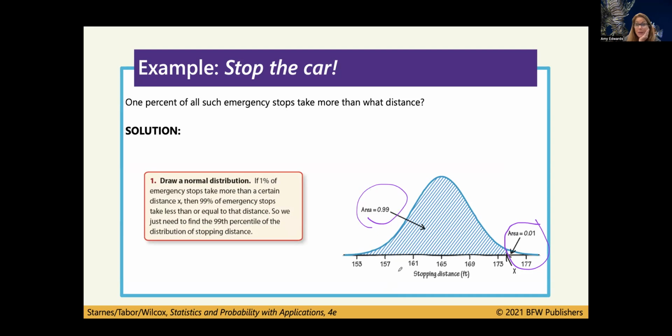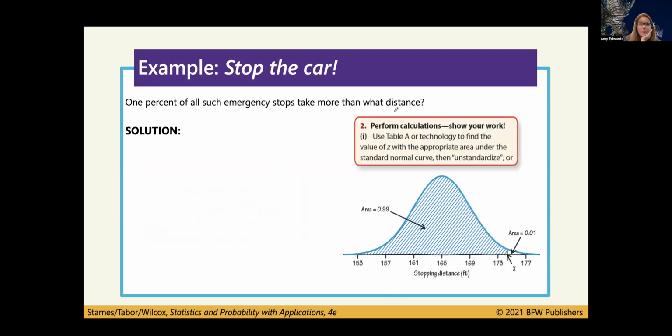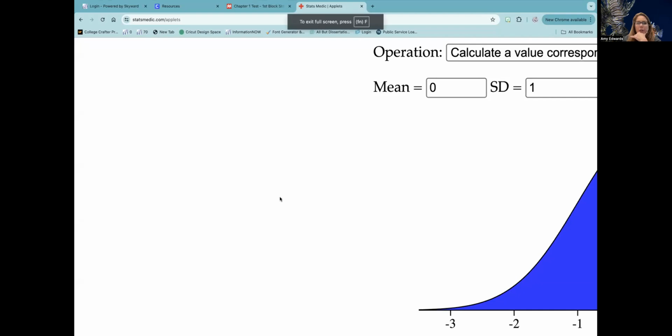I'm going to go in StatMedic, and let me see if I can pull this up. Sorry, PowerPoint does not let me flip back and forth really easily. So I'm going to share my screen. I'm going in here to StatMedic, and I've got this really blown up. Why is my screen sharing paused?